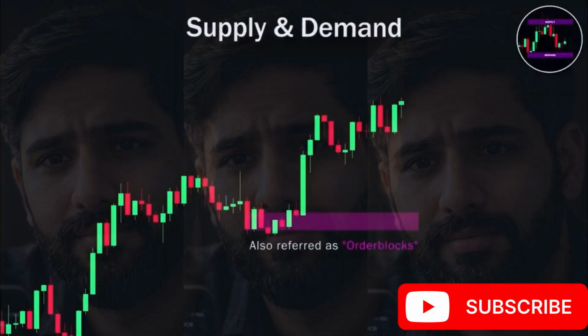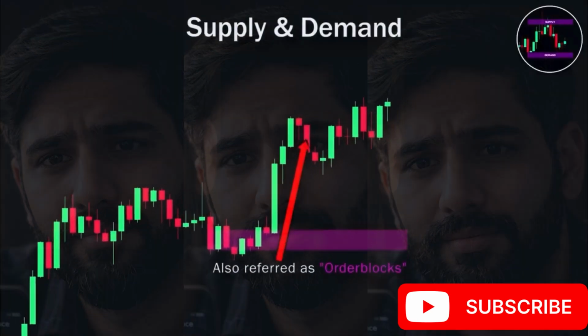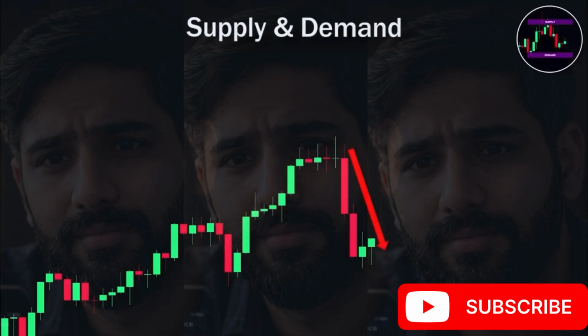Also referred to as order blocks, these are zones where significant price movements have occurred. If price moves significantly upwards from a level, it is considered a demand zone. And if price moves significantly downwards from a level, it is considered a supply zone. Just like support and resistance, these zones can be treated as key levels for potential entry positions.